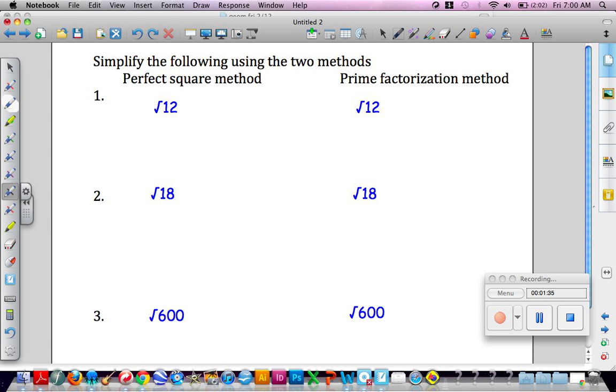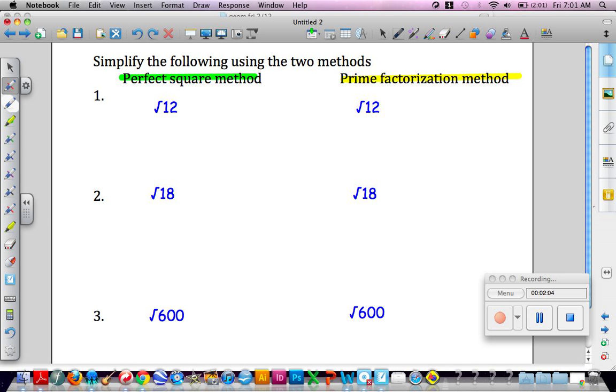Let's take a look at our examples. The directions read, simplify the following using the two methods. I'm going to teach you two methods and you can use whichever one you're more comfortable with. One is called the perfect square method. The other one is called the prime factorization method. We just talked about perfect squares. What you're going to do is look for perfect squares that go into the radical number.